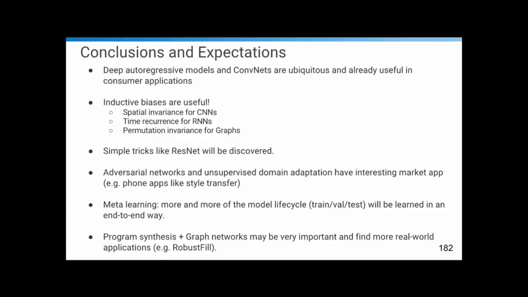We think that because of meta-learning, more and more of the life cycle of a model, from training and validation and testing, will be just part of an end-to-end training process. So everything we do now will start to look like the inner loop of some more general thing, and then some more general thing, and so on. And then we think that program synthesis, and program synthesis combined with graph networks, will be very important, and hopefully find more real-world applications like we saw with RobustFill.